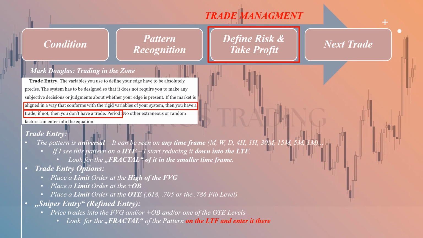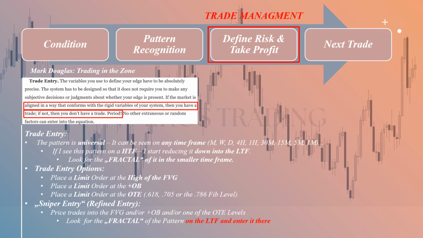The first option is to place a limit order at the high of the fair value gap. The second option is to place a limit order at the bullish order block. And the third option is to place a limit order at the optimal trade entry levels, either at the 618, 705 or the 786 fib level.